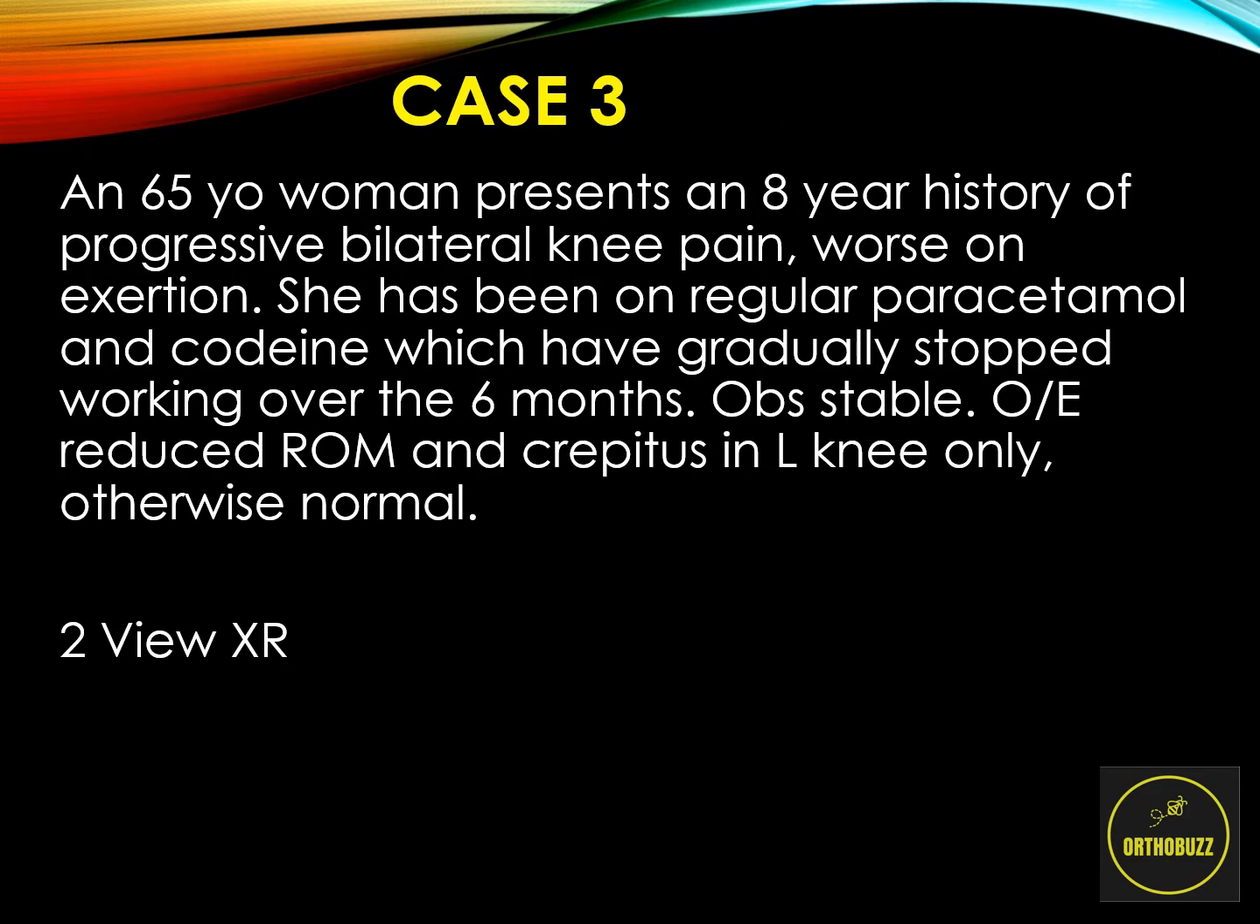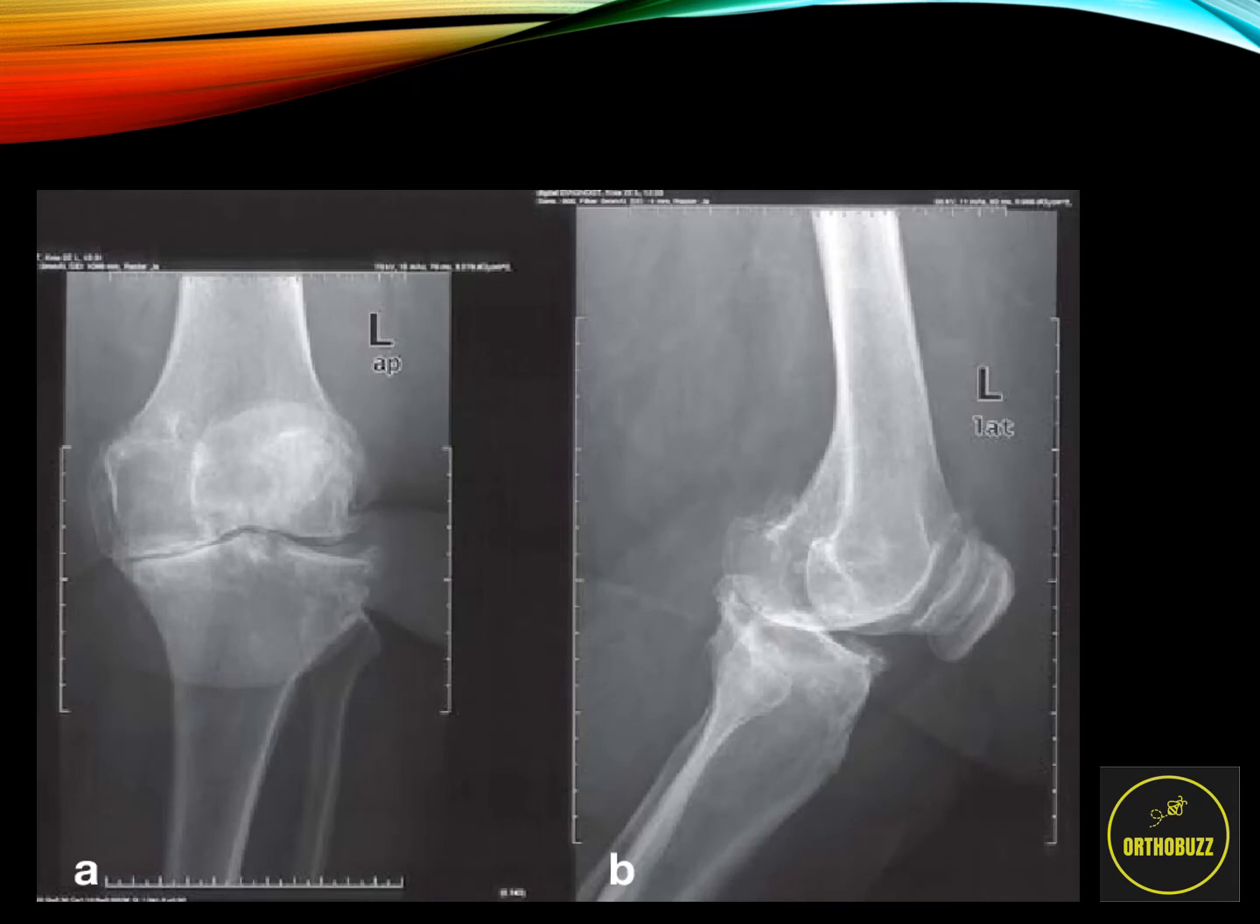Let's have a look at a case now. We have a 65-year-old woman who presents with an 8-year history of progressive bilateral knee pain, which is worse on exertion. She's been on regular paracetamol and codeine, which has gradually stopped working over the last 6 months. Observations are stable, but she has a reduced range of motion as well as crepitus in the left knee on examination. We get X-rays of the knee.